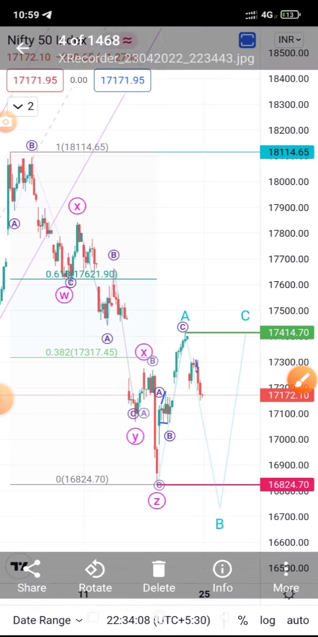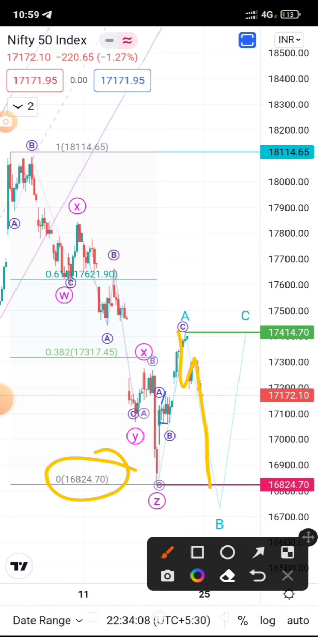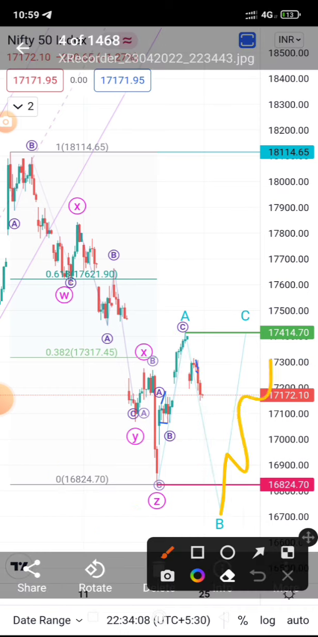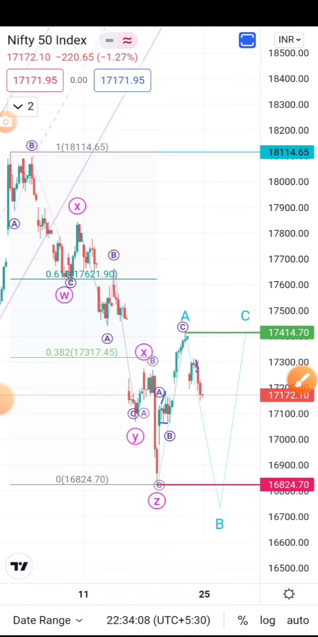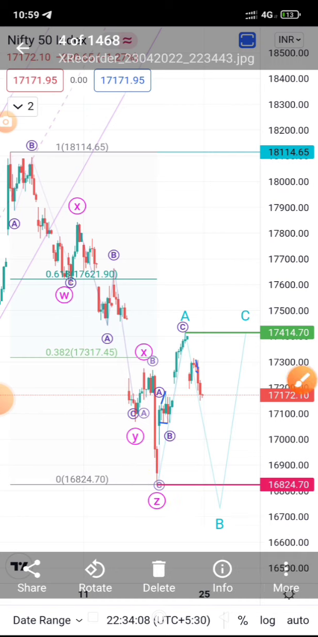So as I said, the B wave will be like this. It will break 16,824, make even a small low of 16,800, and then start to bounce back, and then it will go sharply up. We will be able to identify that by looking at the moves. The move will be very sharp, trapping the fresh sellers who entered at the break of this. So this is another idea that I have.